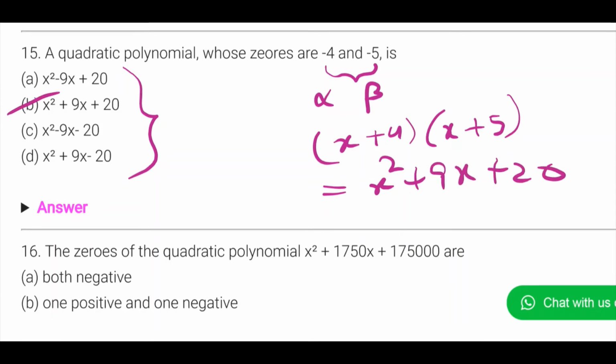Option B. Even if you substitute minus 4, this is 16, minus 4 into 9 is 36, plus 20, which equals 0. So option B is satisfying.